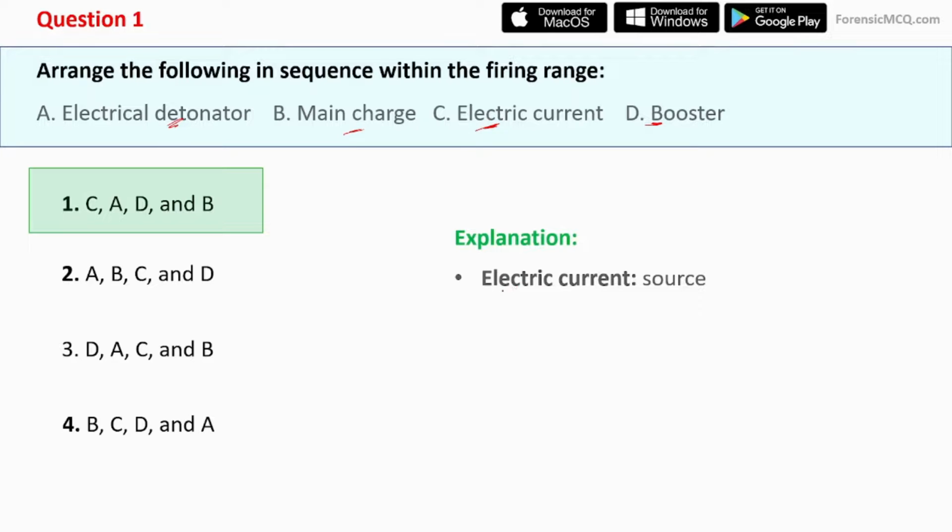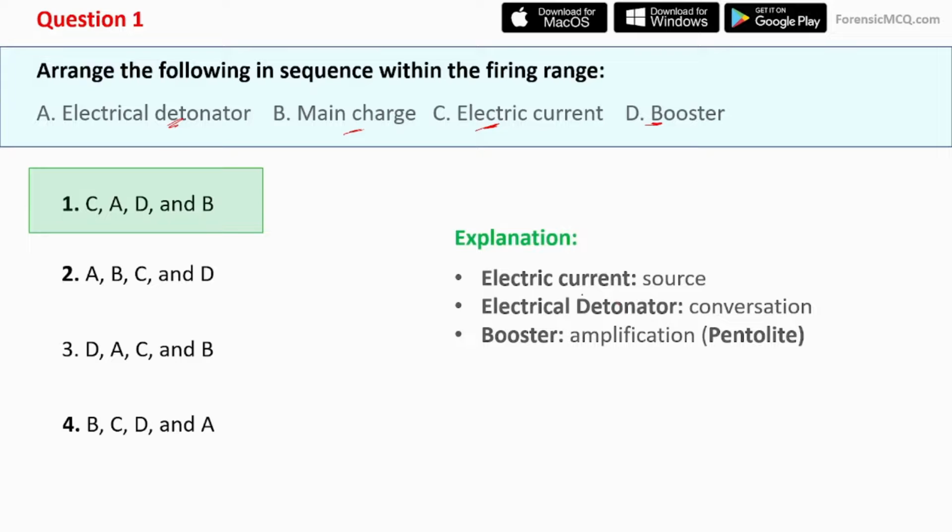As I already told you, electric current is the source here, and the electric detonator works as a converter that converts the source, or you can say electric current, into the spark or heat that is needed to initiate the booster. The booster amplifies the energy released by the detonator, and one of the most common boosters is pentolite, and pentolite is a mixture of PETN and TNT.